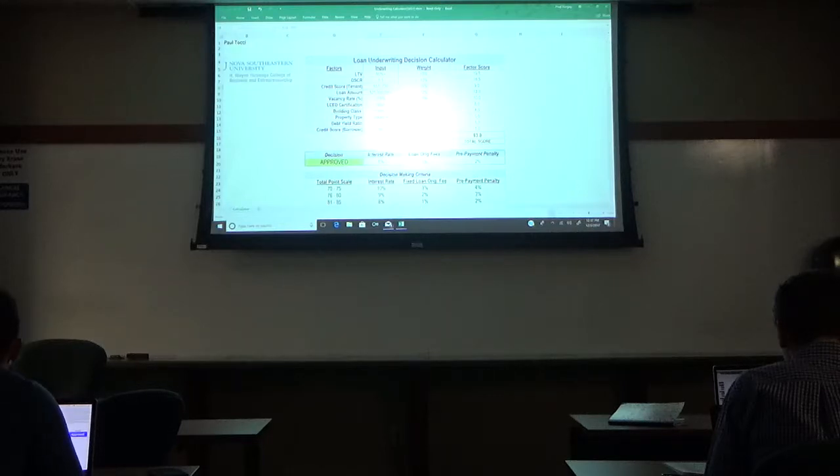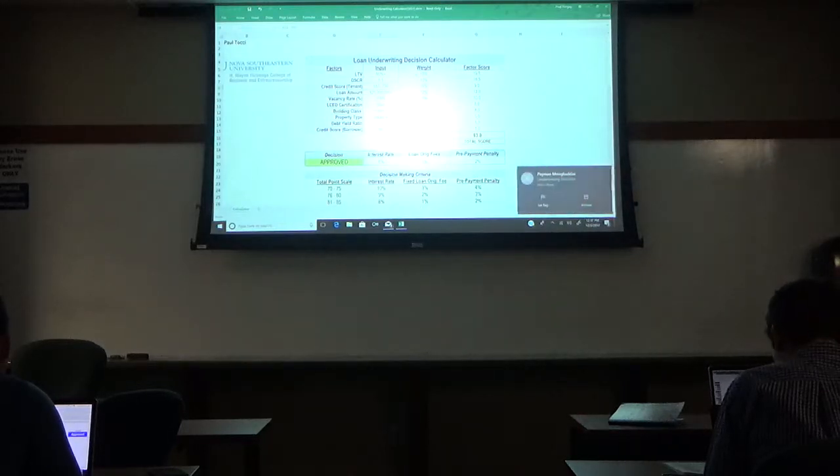And then the way we organized our calculator here was, from our point of view, top being most important or highest weighted, down to low, which we saw as the least important or lowest weighted factors.